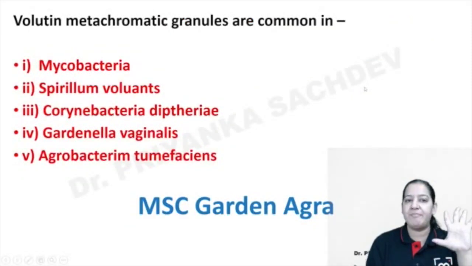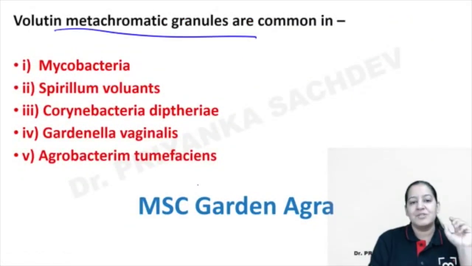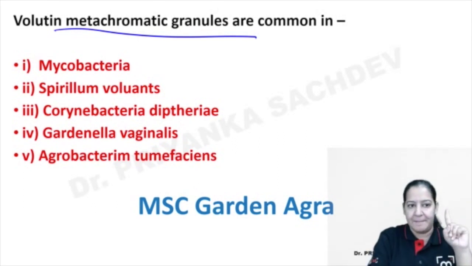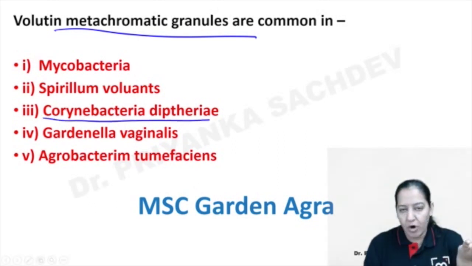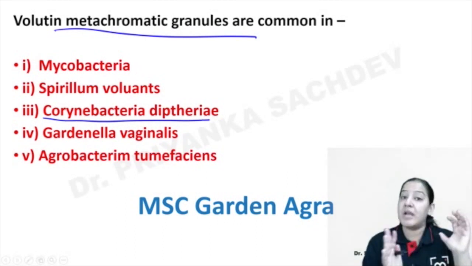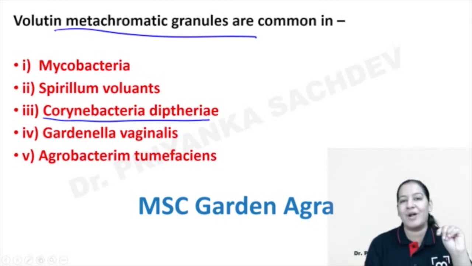Now can you tell me 5 bacteria in which these granules are present? So there are 5. You know one of them, Corynebacterium diphtheriae. They are present in Corynebacterium diphtheriae, I have shown you the image. But apart from Corynebacterium diphtheriae, it is present in 4 other bacteria also.